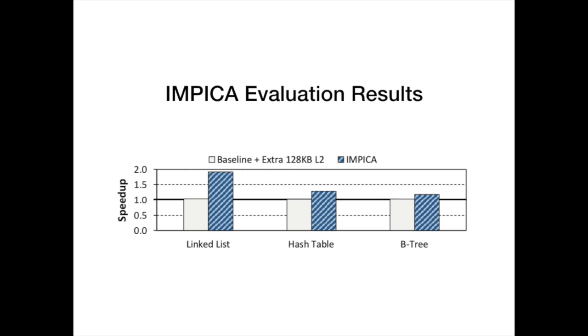Whereas for adding in-mem-proc, there was a 1.92x speed up for linked lists, 1.29x speed up for hash tables, and 1.18x speed up for the B tree.